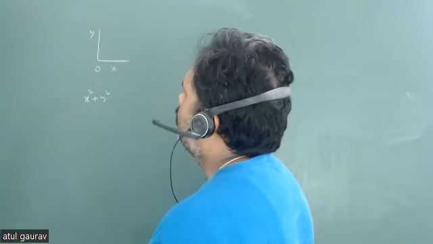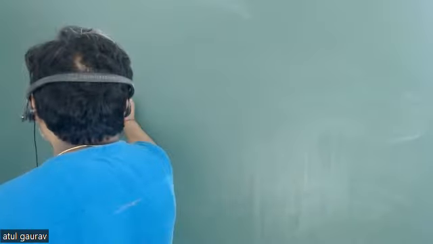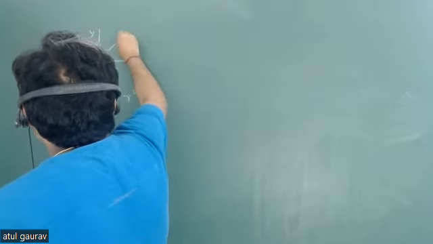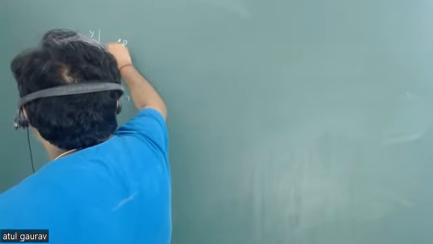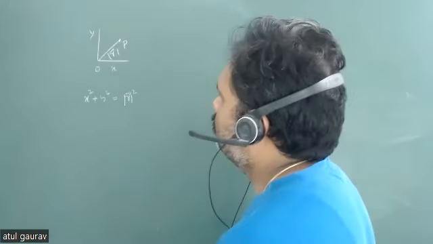Just tell me, what is x square plus y square? This is nothing but the length r square. If there is a point and its distance is r, this will be mod r square, isn't it? Are you getting my point?